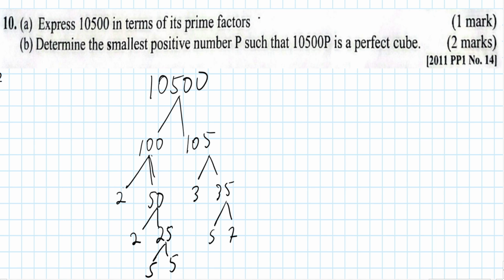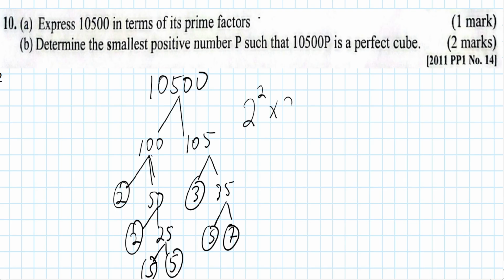So your prime factors are going to be this, and this. So I write it down here. So 2 times 2, which is 2 squared, followed by times 3, followed by times 5 cubed, times 7. And that is the answer to question A.